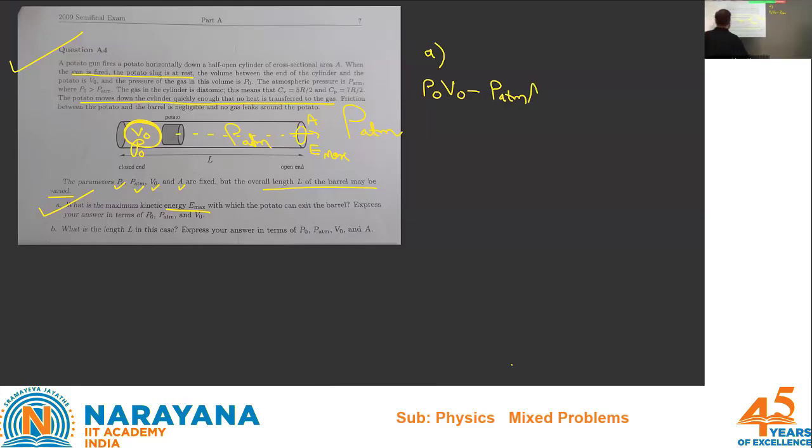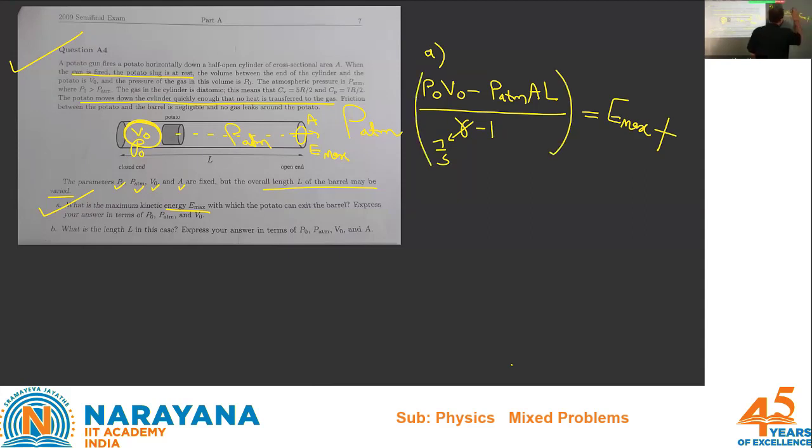Area of cross section is given, length is given, and upon that term gamma minus 1. So we'll see afterwards, that is fine. Gamma in this problem is 7/5. Technically, it seems like this should be equal to what? The maximum kinetic energy of the potato, E max, plus some work has been wasted against the atmosphere also.